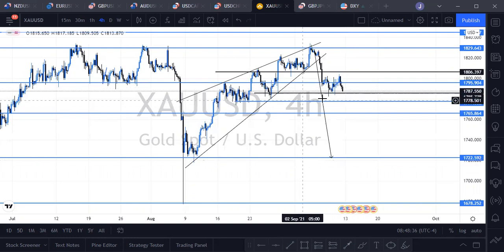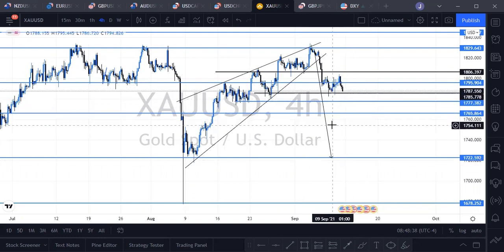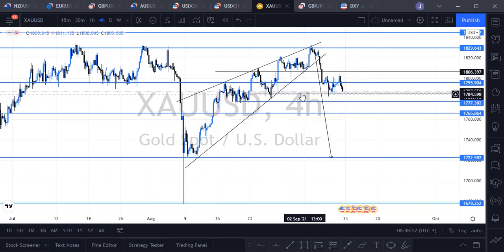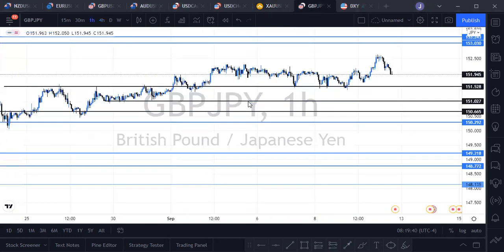Okay, so it's better for you to wait for this support here to break, which is 1785.276. Then it's safe for you to do what, to enter the sell. All right, so guys, on gold, make sure you are not aggressive on it.